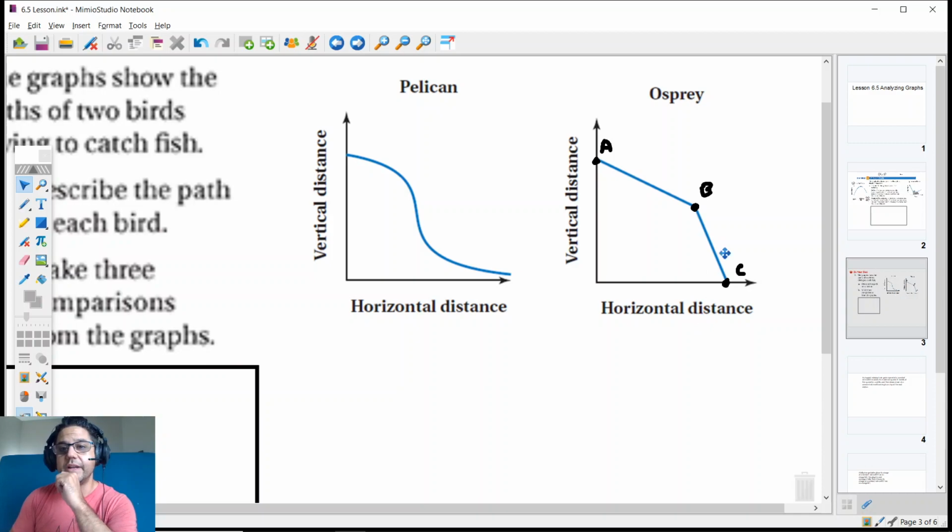And then if you notice, the osprey, like it attacks the animal on the ground. So the graph actually touches the x-axis, where the pelican, it just kind of swoops down. So it doesn't quite touch the ground. Because again, the vertical distance at the very bottom would be touching the ground. Silly birds.